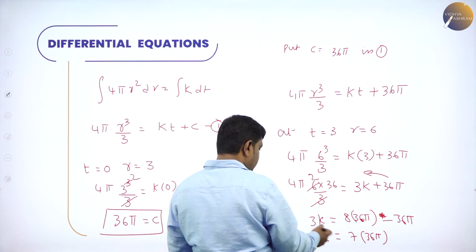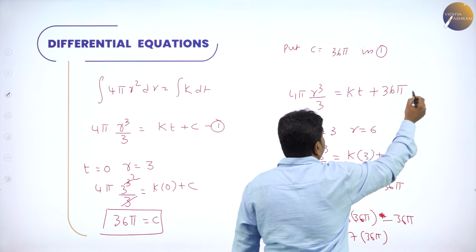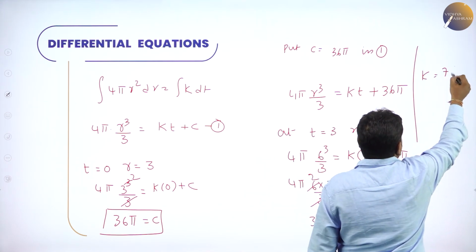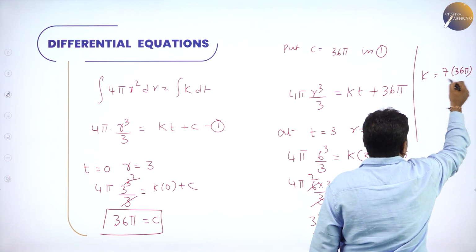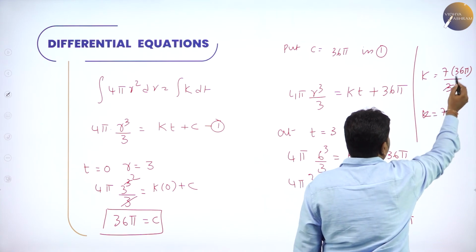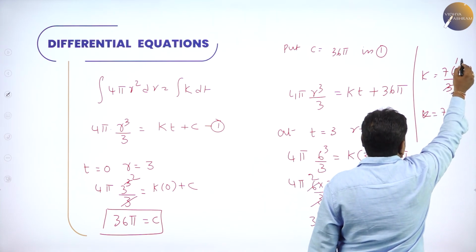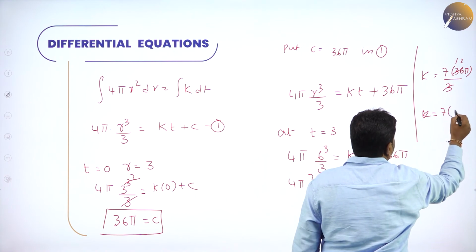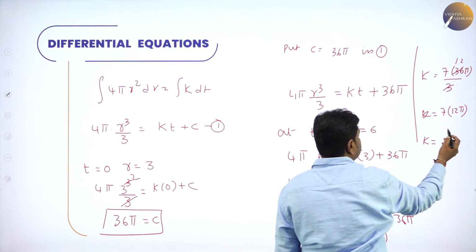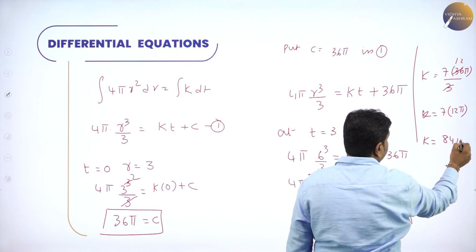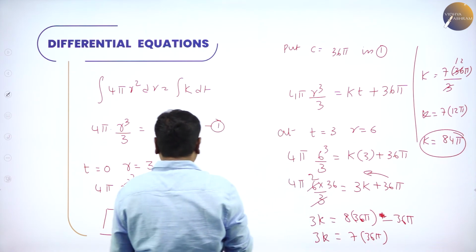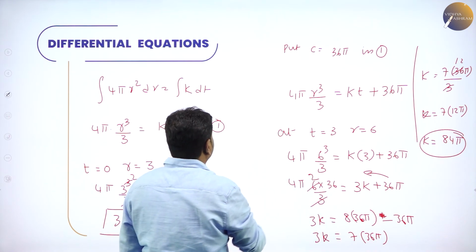So you got 3k. We want k. So that is k is equal to 7 into 36 pi divided by 3. So k is equal to 7 into 3 ones are 3, 3 twos are 6, 12 pi. 12 fives are 60, 12 sixes are 72, 12 sevens are 84 pi. You got k. Substitute k in the equation. So put K and C in equation 1.